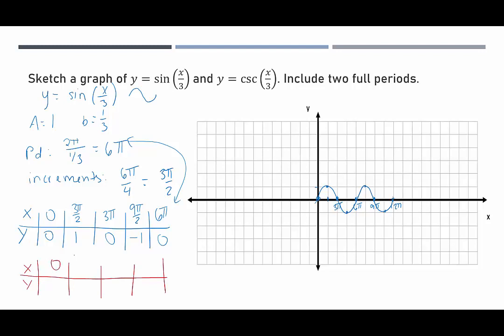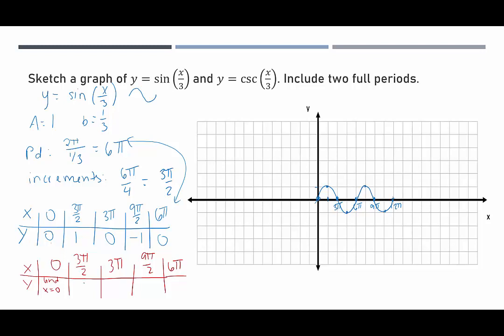And the x values will be the same. So we're going to have 0, 3 pi over 2, 3 pi, 9 pi over 2, and 6 pi. And then we're going to look at the reciprocals of the y values. Okay, starting at 0. It should be 0, but that means that we're going to have an undefined. That means we have a vertical asymptote at x equals 0.